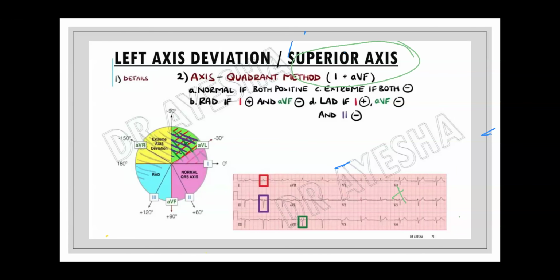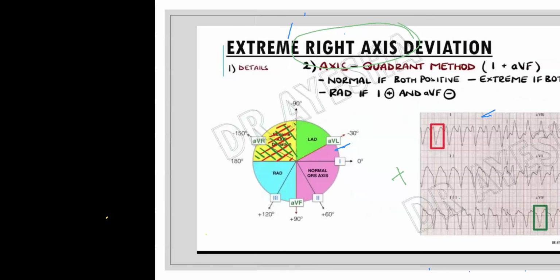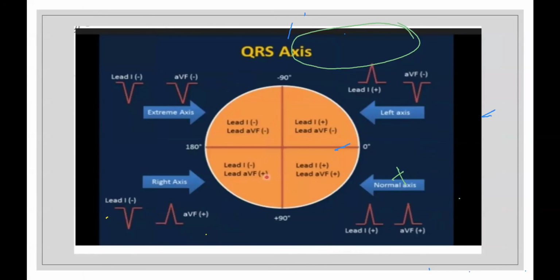And when you get superior axis, it is a characteristic ECG finding for ASD primum. Okay, this is characteristic for the ASD primum. This is left axis deviation, also called superior axis.